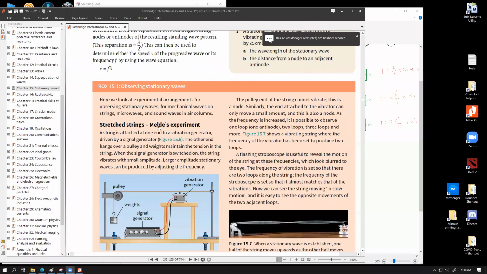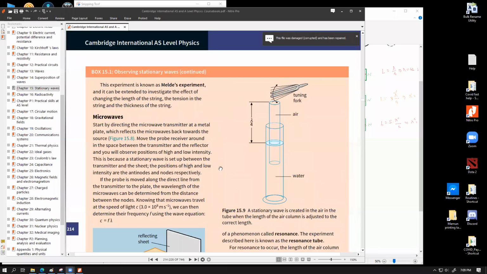This scientist actually did this the first time, I think with some mechanical way. So it's named after him. That's not very important, but I just want you to understand what is happening here.